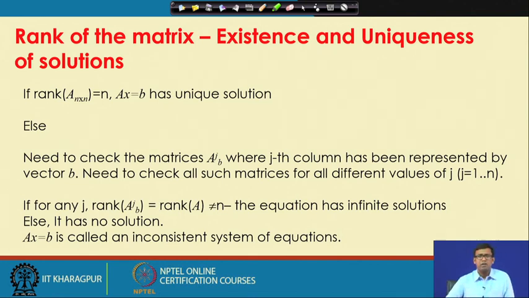So, these are very important three cases. If A is a full rank matrix, there is a unique solution. If A is not a full rank matrix, but the rank of A is the same as the rank of AJB, where any column like J is replaced by B, we say it has infinite solutions. If A is not a full rank matrix, but the rank of AJB is greater than the rank of A, we will say there will be no solution.